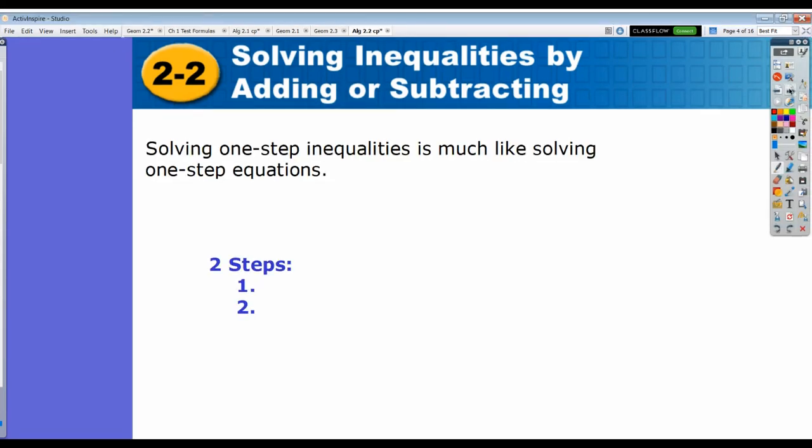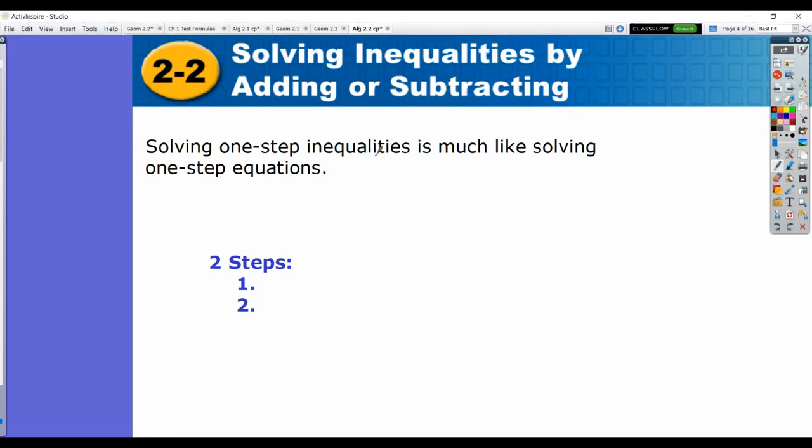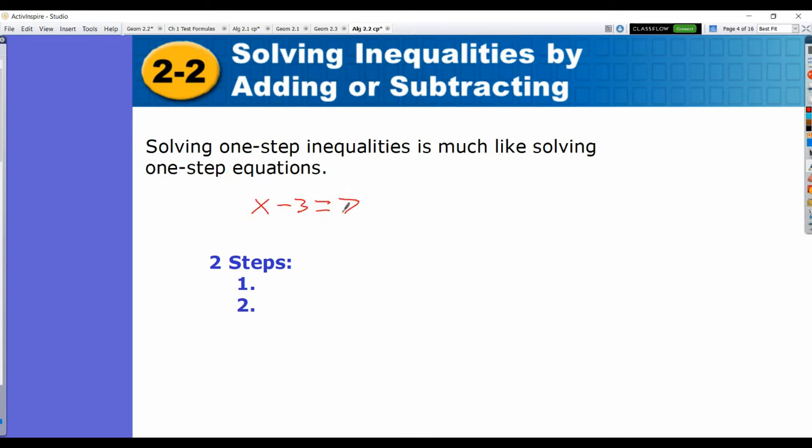All right, so solving one-step inequalities is much like solving one-step equations. So here is what we did in chapter 1, like x minus 3 equals 7. Okay, we had equations like that. We solved those. We're going to do the same thing today, but we're going to have ones like this. x minus 3 is less than or equal to 7. Okay, so almost the same thing. It's still going to involve the same two algebra steps.